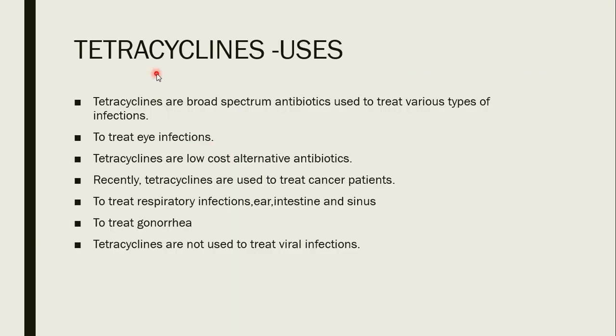We'll see the uses of tetracyclines in detail. Tetracyclines are used as broad spectrum antibiotics in the treatment of various types of infections. They are used in the treatment of eye infections. They are low cost alternative antibiotics, but the side effects are more compared to other antibiotics. Recently, tetracyclines are used to treat cancer patients also, to treat respiratory infections, ear infections, intestinal infections and sinus. To treat gonorrhea also, tetracyclines will be used. Tetracyclines are not used to treat viral infections.